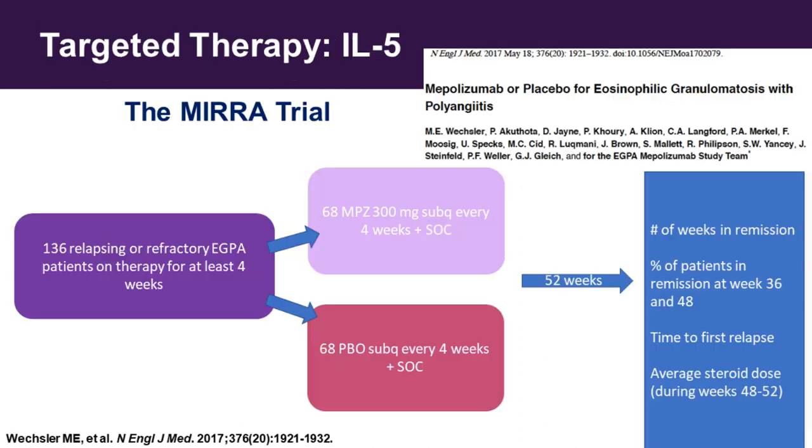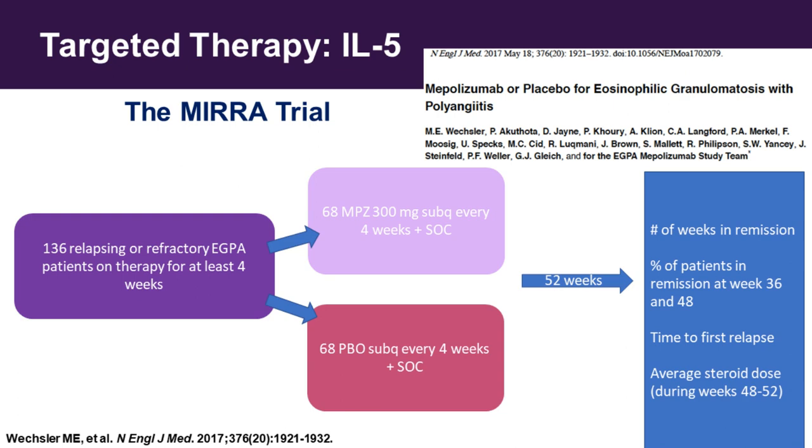So that led us to the MIRA trial, which was a groundbreaking trial, and it's one of the few randomized controlled trials in EGPA. It looked at 136 relapsing or refractory EGPA patients who were induced into remission and on a stable prednisone dose. It could be a wide range, up to 50 milligrams and as low as 7.5, but a stable dose for at least 4 weeks. They were randomized to receive mepolizumab or placebo, plus their standard of care.